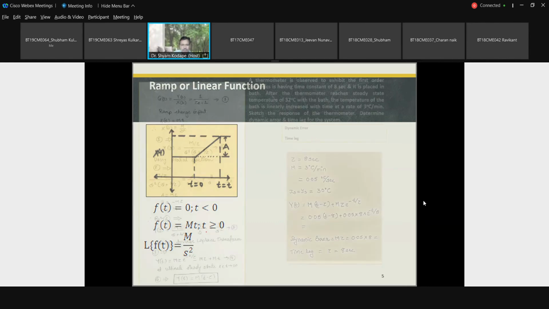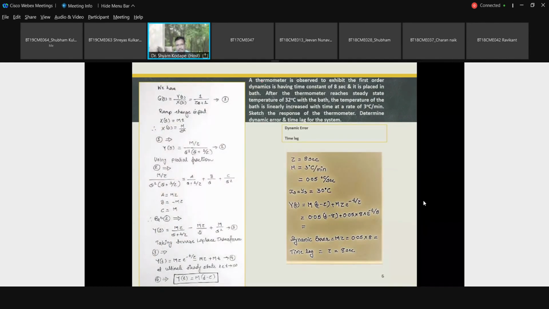Okay, now take an example of this thing for the ramp. A thermometer is observed to exhibit first order dynamics with a time constant of 8 seconds, and it is placed in a bath. After the thermometer reaches steady state temperature of 30 degrees with the bath, the temperature of the bath is linearly increased with time at a rate of 3 degrees centigrade per minute. Sketch the response of the thermometer, determine dynamic error and time lag for the system. Okay, just like first order system का हमने step change में जो properties देखी थी, so some properties we can define over here called dynamic error या time lag.